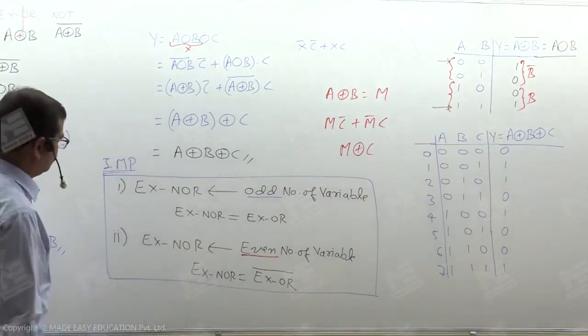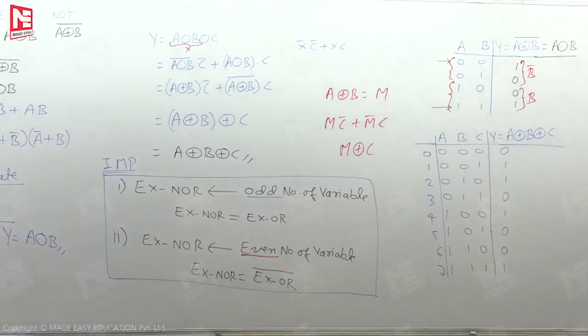This is the one you need to remember well. On an even number of variables, the XNOR and XOR results are complements of each other. On an odd number of variables, the XNOR and XOR results are the same.